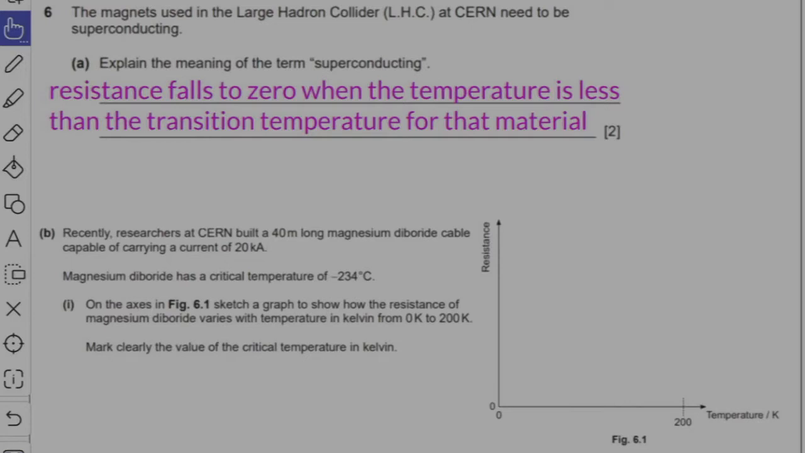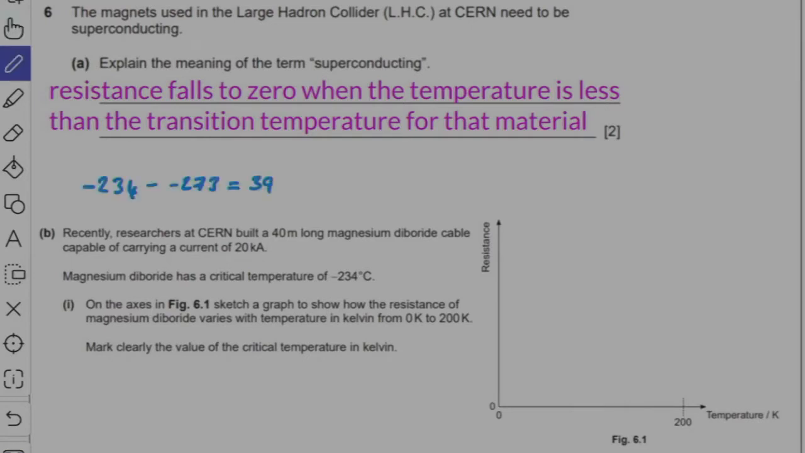Recently, researchers at CERN built a 40-meter long magnesium diboride cable capable of carrying a current of 20 kiloamps. Magnesium diboride has a critical temperature of minus 234 degrees C. On the axes shown in figure 6.1, sketch a graph to show how the resistance of the magnesium diboride varies with temperature in kelvins from 0K to 200K. Mark clearly the value of the critical temperature in Kelvin. So two things going on here. One, you're drawing the superconducting graph. The other one, you're doing a conversion from degrees C into Kelvin.